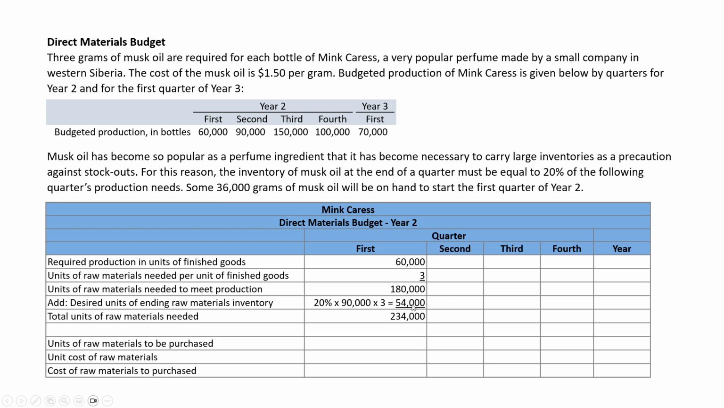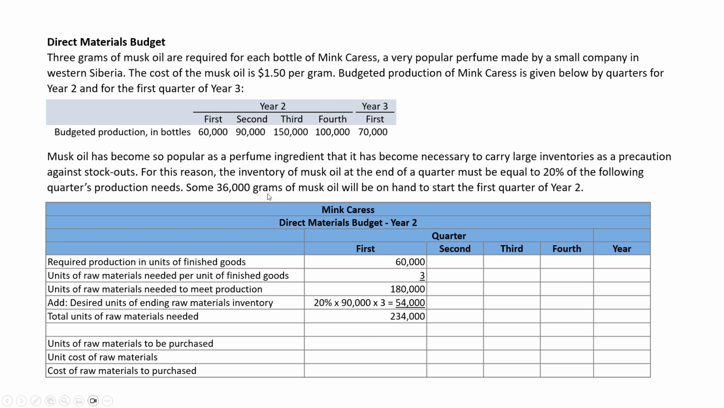54,000 in ending raw material inventory plus 180,000 to satisfy our production needs for the first quarter means the total amount of material that we need in the first quarter is 234,000. Again, that could be the amount that we need to buy, but we also need to consider, do we already have some musk oil on hand?